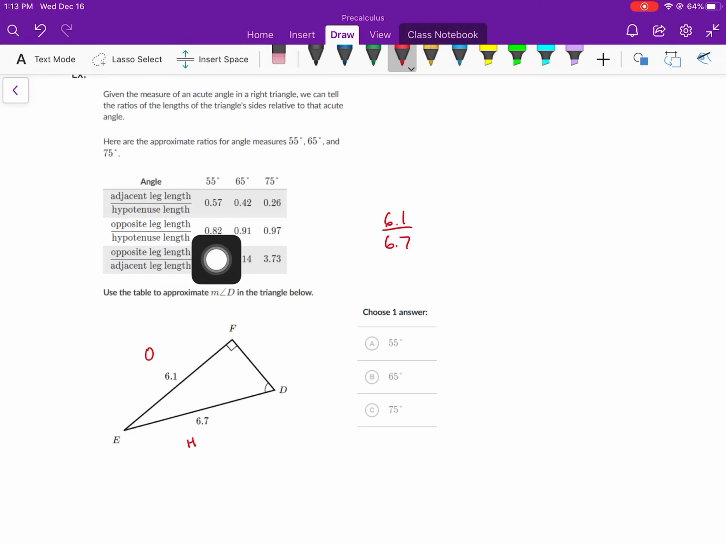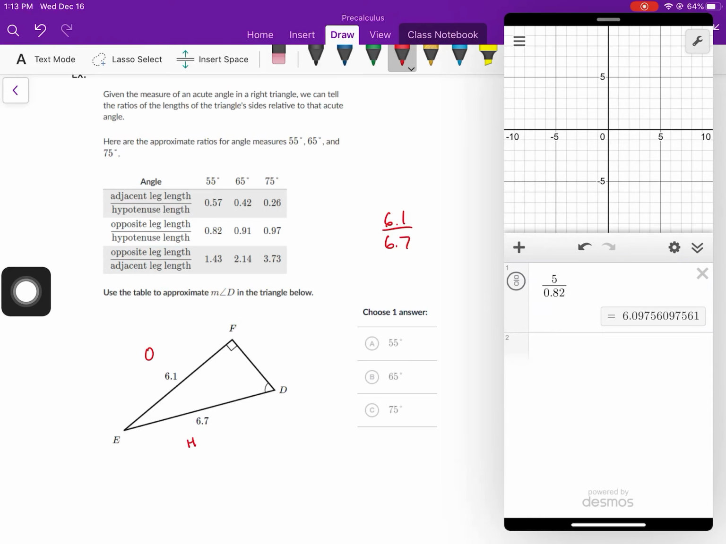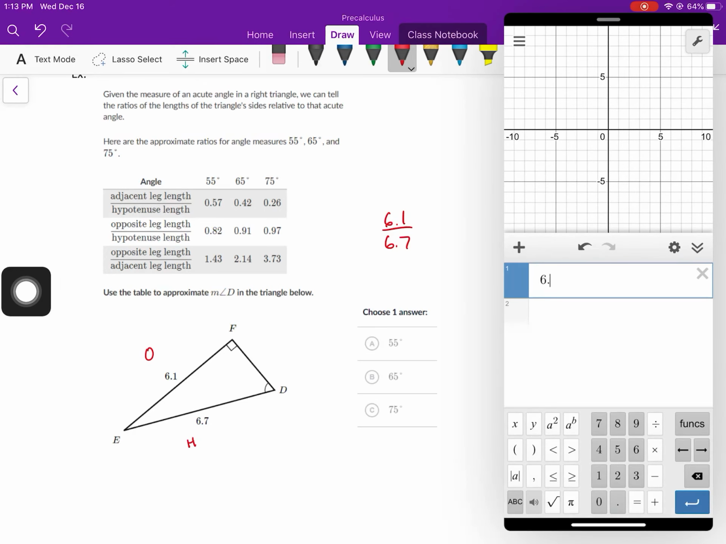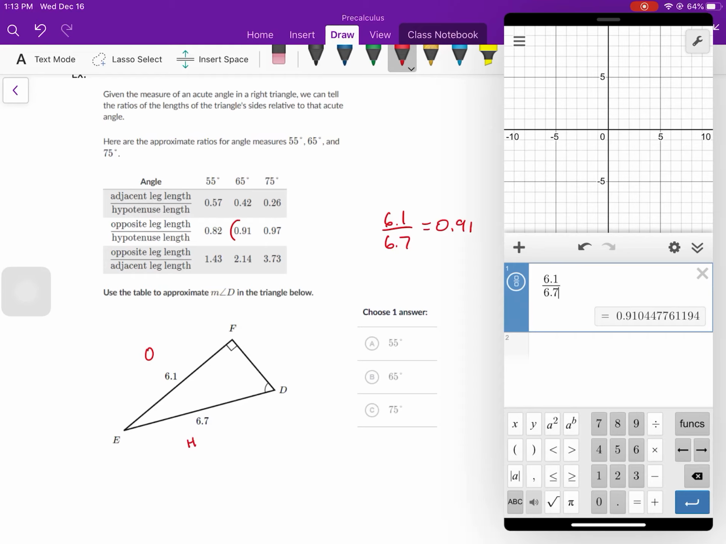And opposite over hypotenuse, for that ratio, let's see what ratio we get. It's going to be one of these three, and then based upon that, we can answer with the angle. So 6.1 divided by 6.7 is 0.91. So just working backwards from the other one, that's 65 degrees.